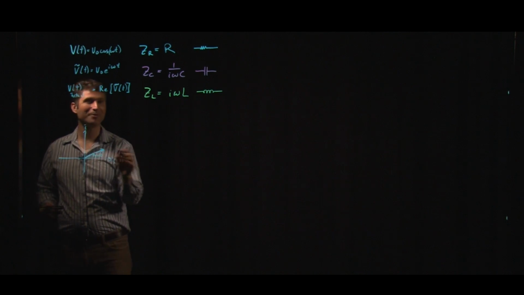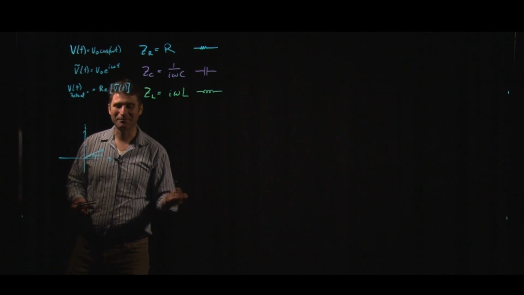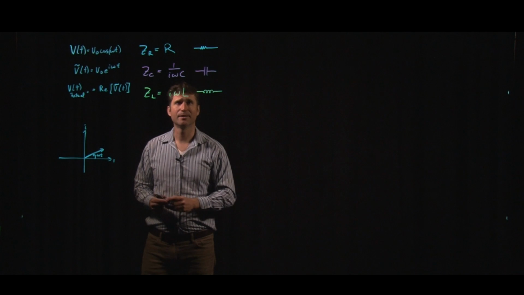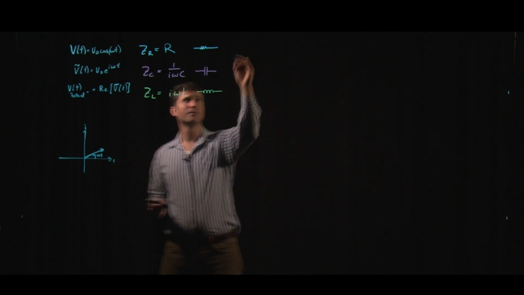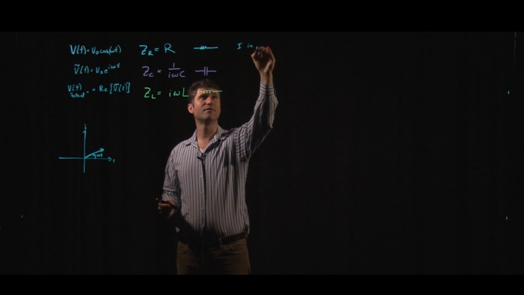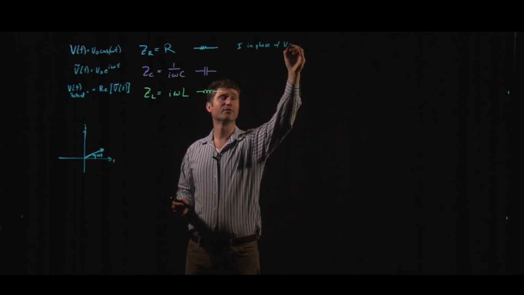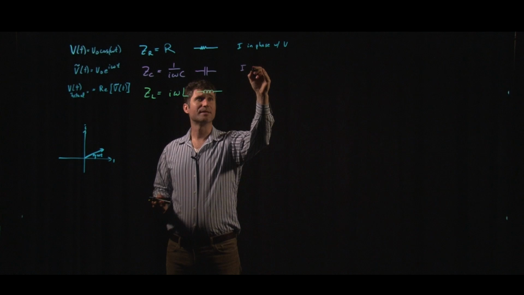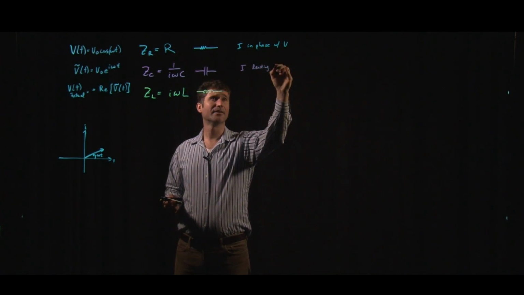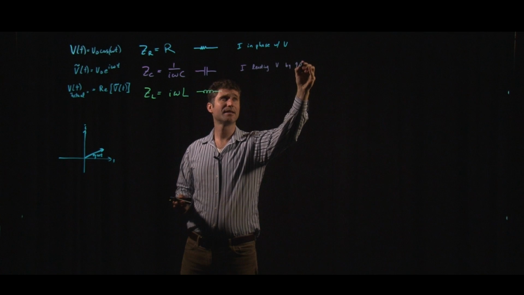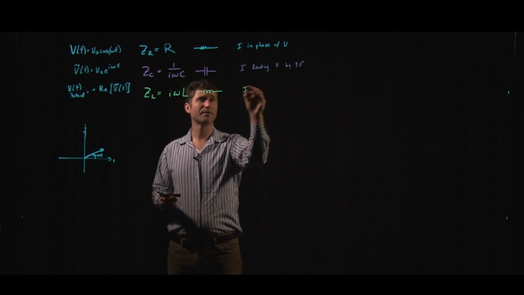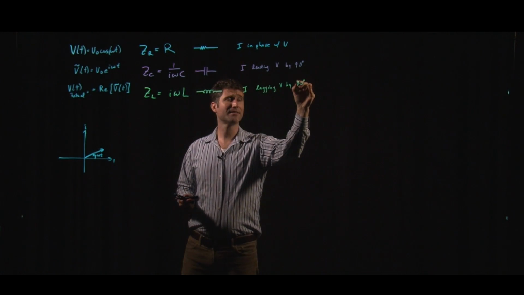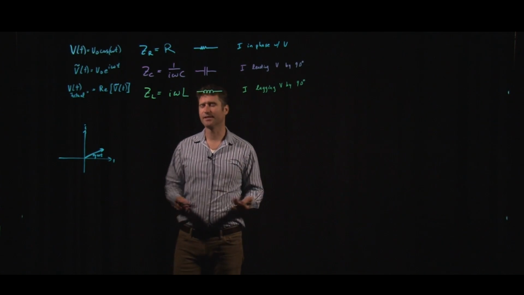One thing we're interested in is how different voltage drops or different currents behave or respond in this system. One of the things we found so far is that for a resistor, the current is in phase with the driving voltage. For the capacitor, the current I is leading the voltage by 90 degrees. And for the inductor, I is lagging the voltage by 90 degrees.